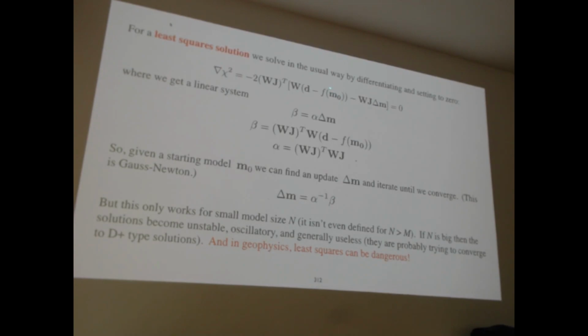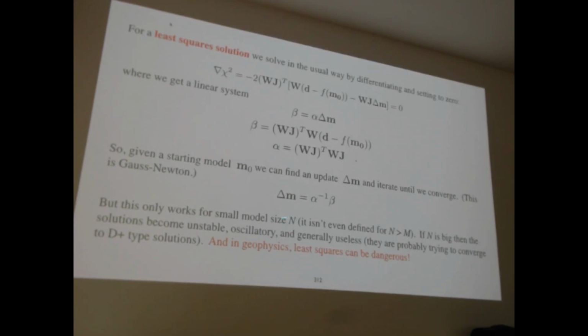So if we start with some starting model n naught, we predict the data from that, and we also calculate the derivatives of the data with respect to all the model parameters. We can work out how to update our model by inverting this matrix here and multiplying it by the data misfit. This will work for a small number of layers and a large data set, but it isn't even defined if you've got more model parameters than data. This is very common in 2D and 3D.